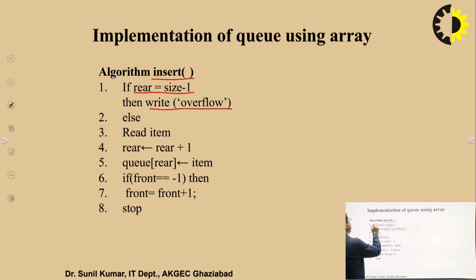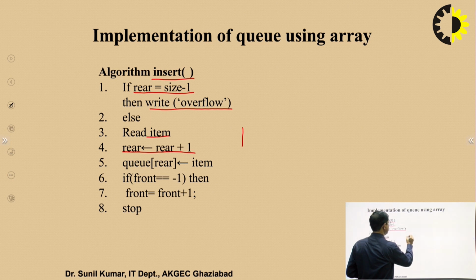If this condition is not true, then we will come to the else part. First of all, whatever element we are trying to insert, we will read the value of that item. Then before inserting at the rear end, we will increment rear by 1, that is rear equal to rear plus 1. And insertion is always done at the rear end.